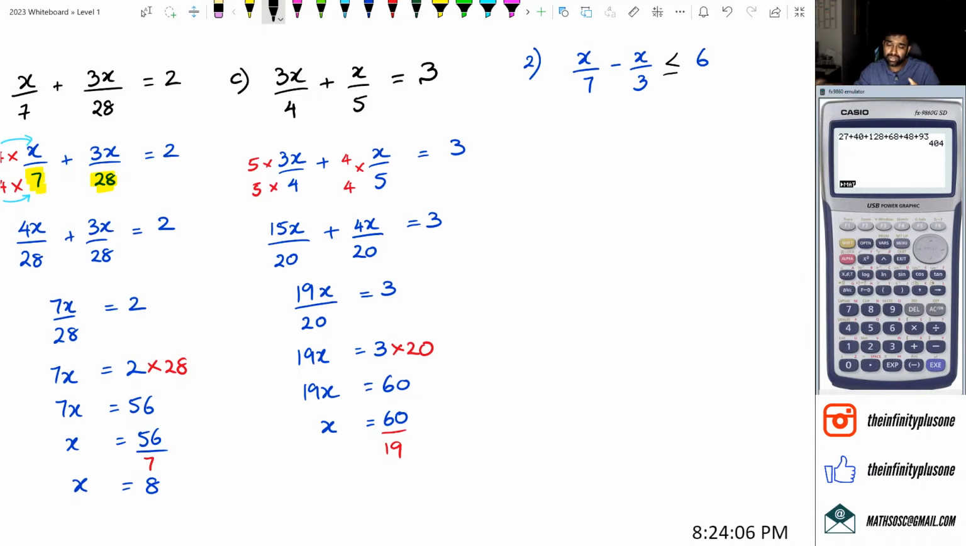So when you see an inequation, it's no different to an equal sign. You still do all the same balancing and moving things around.